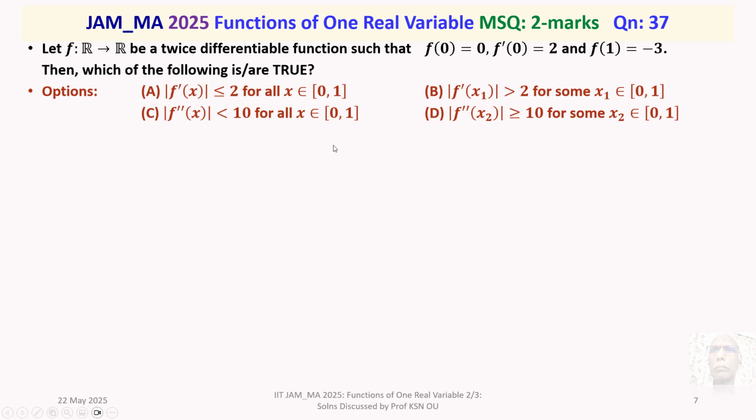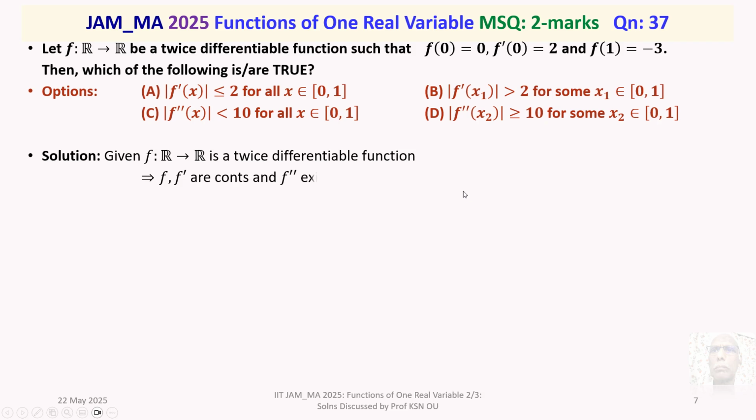Let's now discuss the solution of the problem in detail. We are given f from R to R, which is a twice differentiable function. This means f is continuous, f prime is continuous, and f double prime exists.